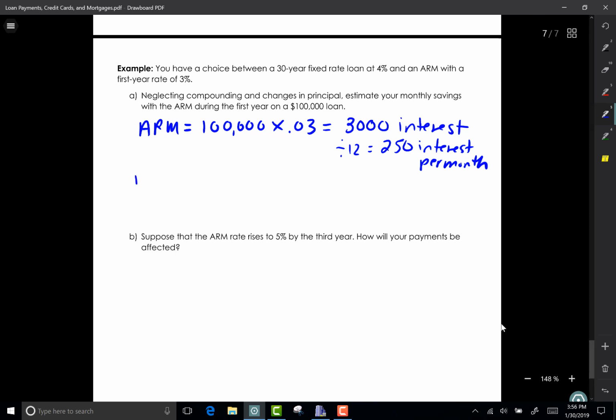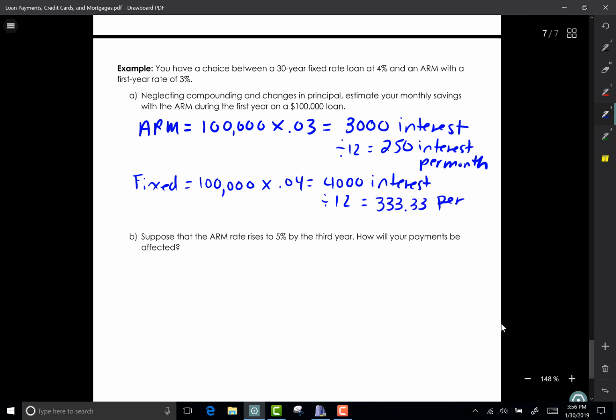If we go with the fixed rate, just an estimate, if I take 100,000, that's the loan amount, and multiply it by the 4%, that would be 4,000 in interest over the whole year. And then when I divide that by 12, that gives me about $333.33 in interest per month. Okay, so you would save about $83 a month if you go with the ARM.